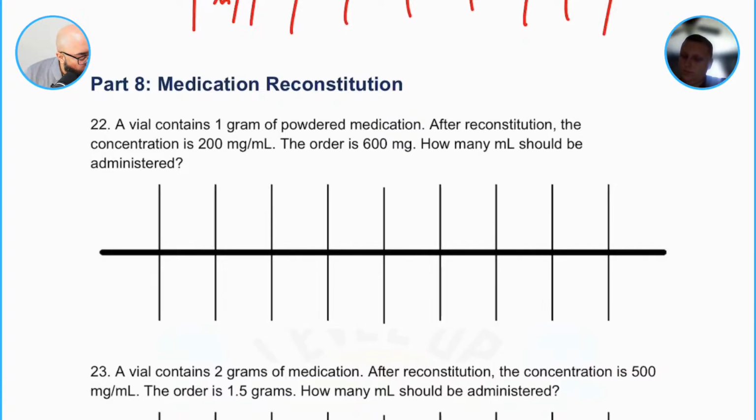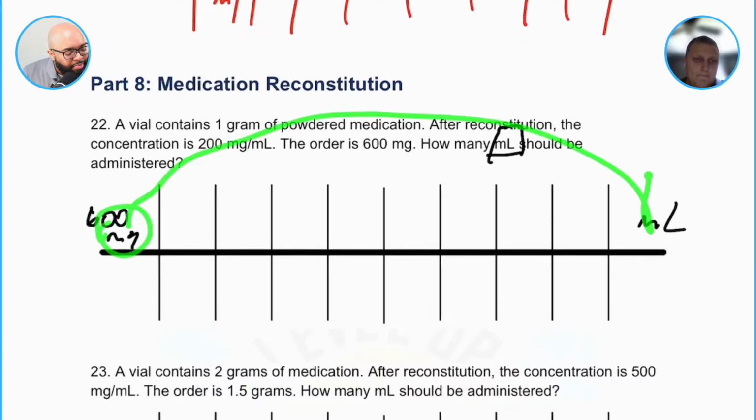Now, let's start with our order, though. They say we want to do 600 milligrams. And they ask how many mLs should be administered. So we want to end up in milliliters. Since I'm starting in milligrams, but I want to end up in milliliters, those two don't match, so I've got to do a lane change. How do I get rid of milligrams here? Put it in the bottom. What goes in the top then?